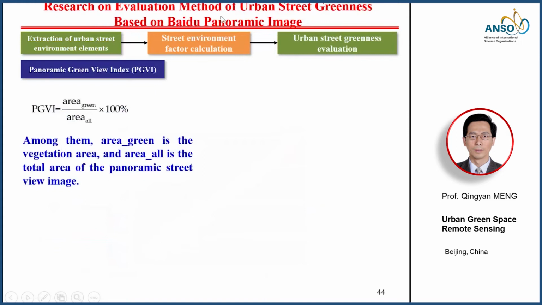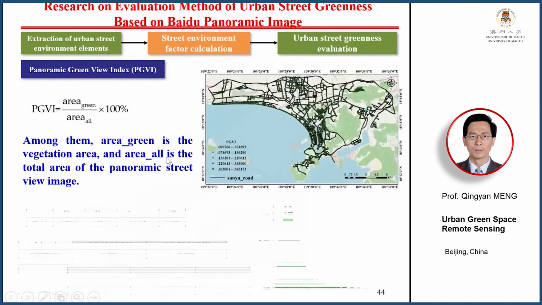Then we developed the panoramic green view index, PGVI, where the area is the vegetation area, and the area all is the total area of the panoramic street view images.